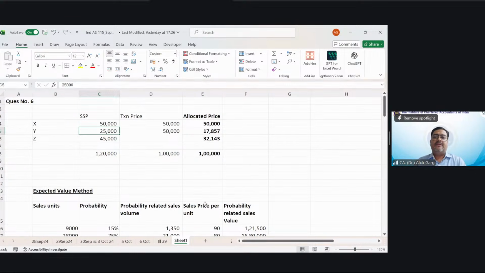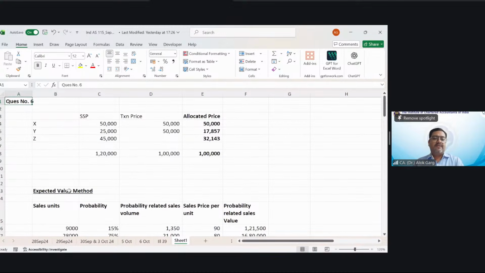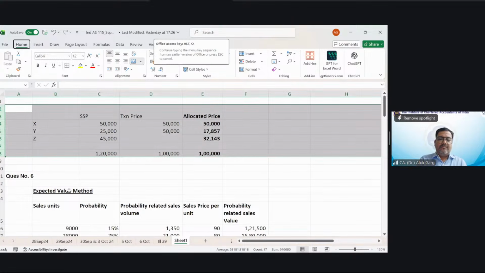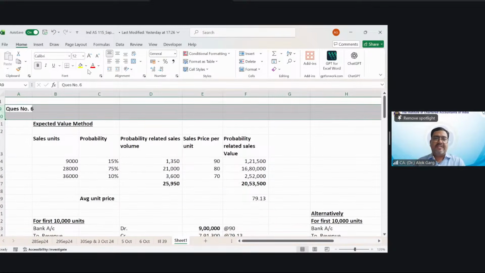So, friends, if I talk about this question number 6, let's come here to question number 6. I hope this Excel file is visible. Ashokji, the Excel file is visible.